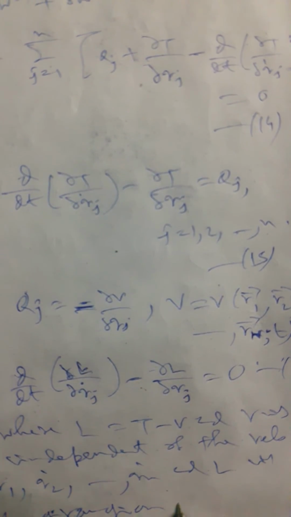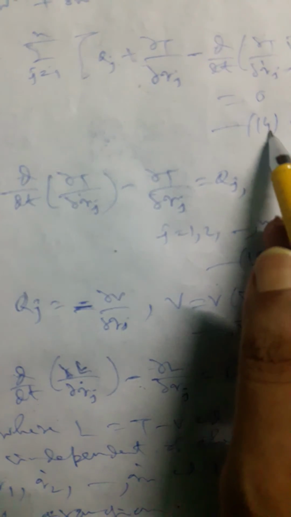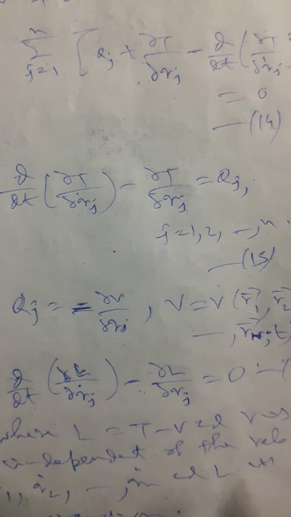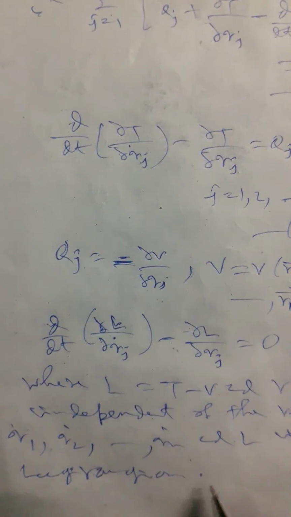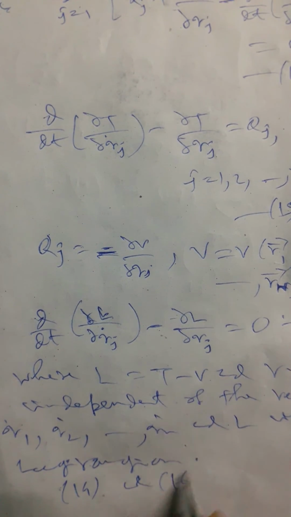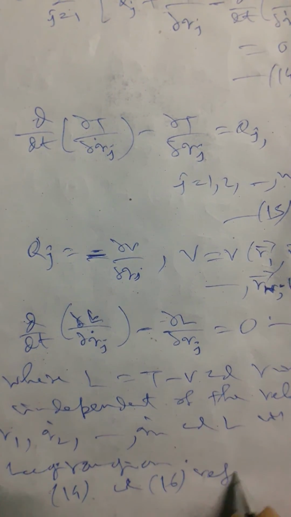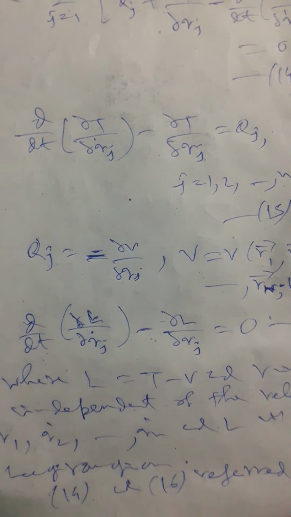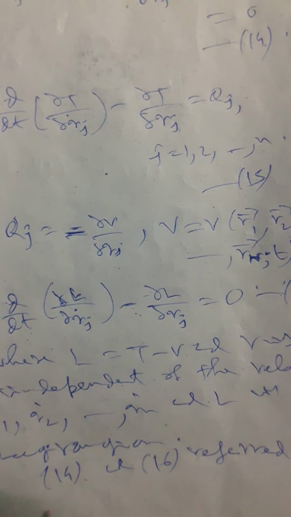And the equation number 14 and equation number 16, therefore equations 14 and 16 are referred to as the Lagrangian equation of motion.